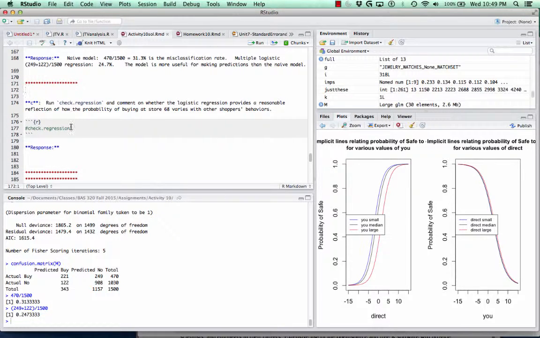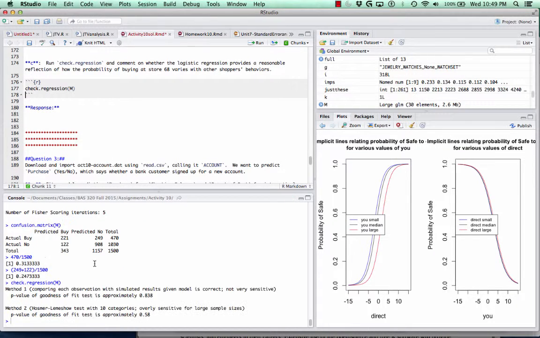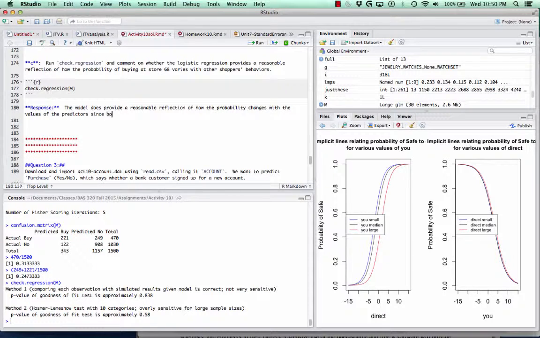All right, so is this a statistically valid description of how the probability changes? Well, we can run check regression to see how well our model does from a statistical point of view at describing how the probability is changing. And in fact, in this case, both p-values are bigger than 5%. So yeah, it does look like from a statistical point of view, this model provides a reasonable reflection of reality. So the model does provide a reasonable reflection of how the probability changes with the values of the predictors, since both p-values are bigger than 5%. We passed the goodness of fit tests.